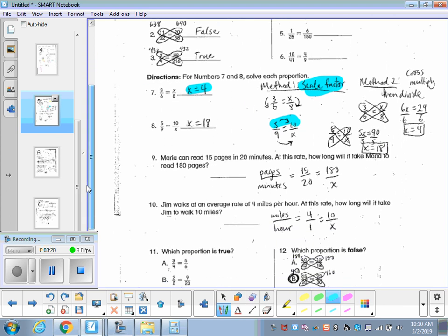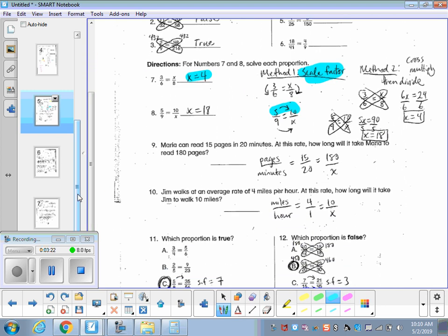Now for 9 and 10, I don't have the answers here for you, but I am going to walk you through how to set it up. Now with the word problem, you just got to ask yourself, what are you comparing? For number 9, Maria can read 15 pages in 20 minutes. So I'm comparing the number of pages that she can read to the number of minutes that have gone by. And I've taken the 15 out of 20 and written it there. Now I'm going to use that proportion to make a prediction. I want to know how long it will take Maria to read 180 pages.